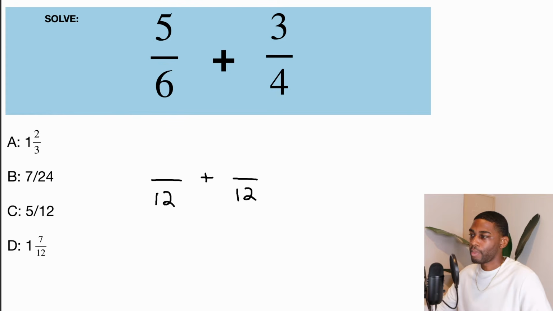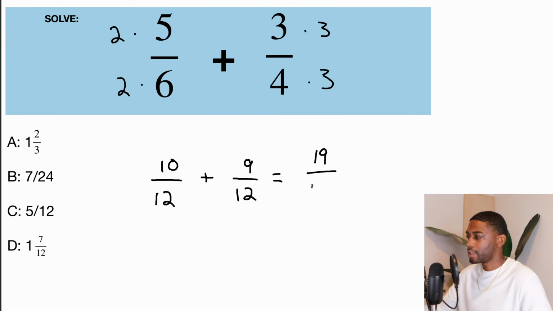So I multiplied this side by 2 to get a 12 as a common denominator, so we also have to multiply the top by 2. And then on this side, 4 times 3 gives us 12, so I have to multiply the top by 3 as well. 2 times 5 is 10. 3 times 3 is 9. And then I'll add coming across. 10 plus 9 is 19. And then our denominator of 12 stays the same.